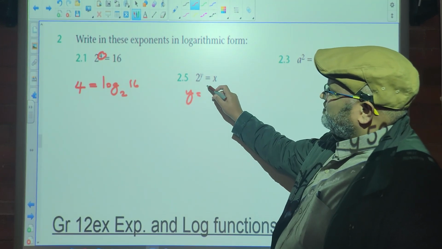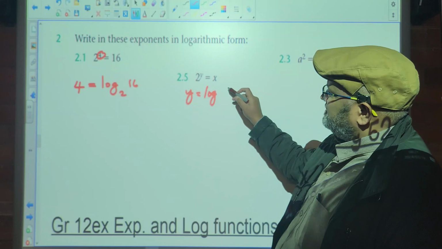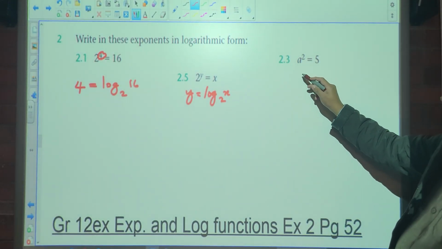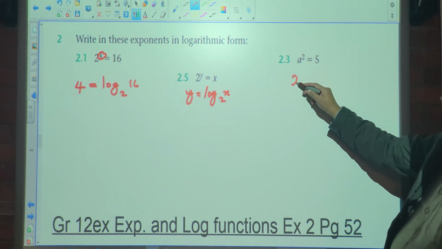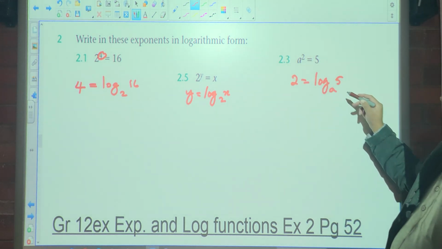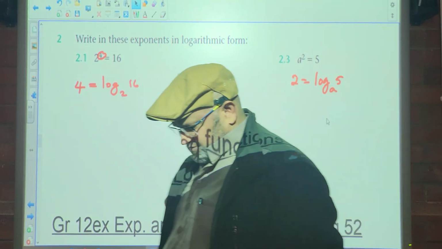The next one, again you're going to make the exponent the subject of the formula. So y is equal to log x base 2. Here as well, we have 2 is equal to log 5 base 8.